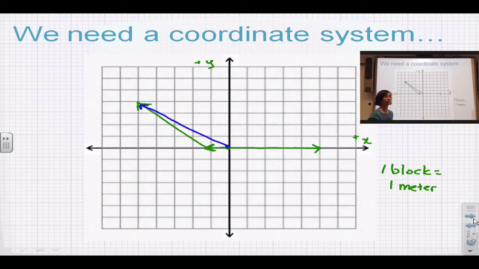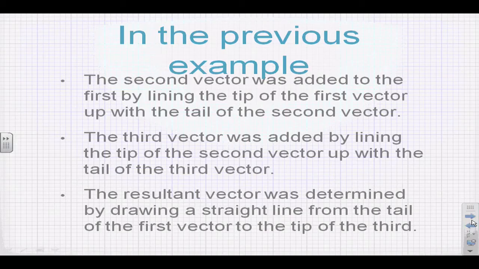And then if we wanted to find the actual length of the resultant vector, we would take out a ruler and measure it, and then we would take a protractor and determine the angle from the positive x-axis to the resultant. And that would be our direction. That's how we do this. That's graphical vector addition. The resultant was determined by drawing a straight line from the tail of the first vector to the tip of the third.